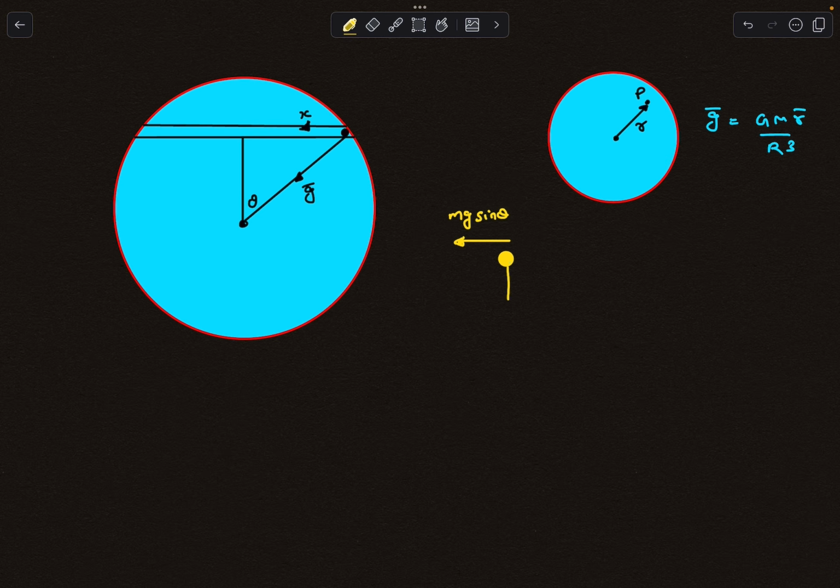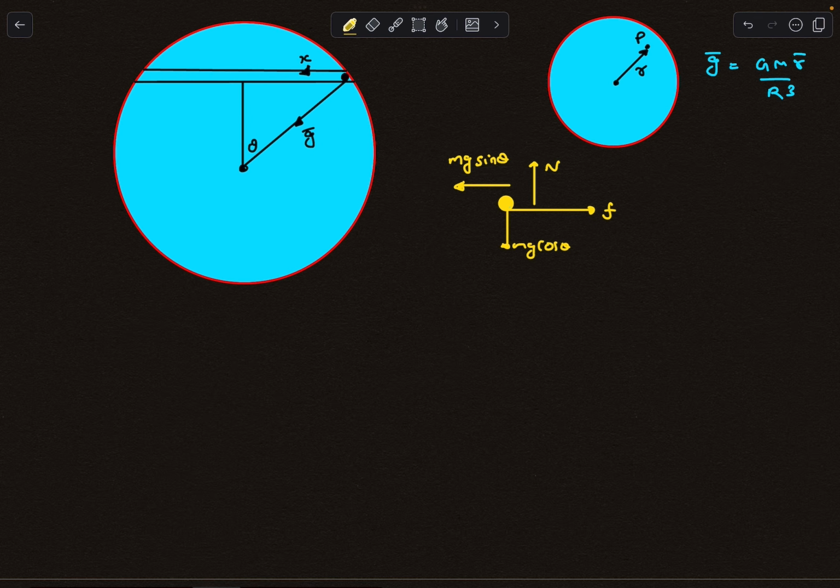And then there is going to be an mg cos theta in the downward direction, which is going to be balanced by the normal reaction from the tunnel. Then there is going to be friction from the bottom surface of the tunnel, right? As the ball is slipping relative to the tunnel, we can say the friction is kinetic in nature. So we can simply write this as mu times N, which is mu mg cos theta.